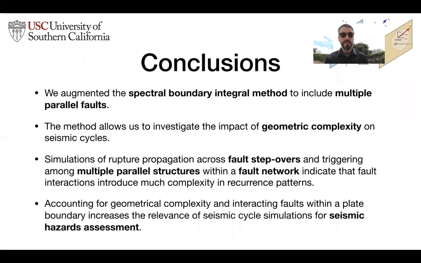So to conclude, we augmented the spectral boundary integral method to include multiple parallel faults. The method allows us to investigate the impact of geometric complexity in seismic cycles, simulations of rupture propagation across fault stepovers, and triggering among multiple parallel structures within a fault network indicate that fault interactions introduce much complexity in recurrence patterns. Accounting for geometrical complexity and interacting faults within the plate boundary increases the relevance of seismic cycle simulations for seismic hazard assessment.